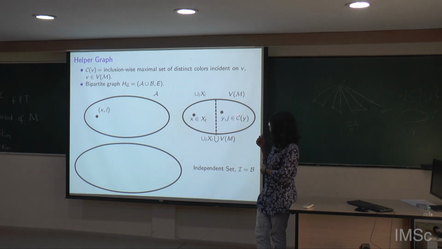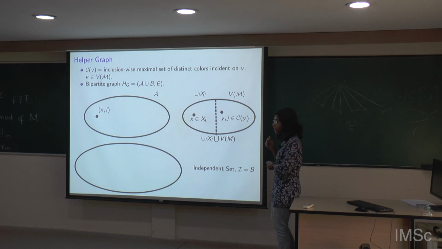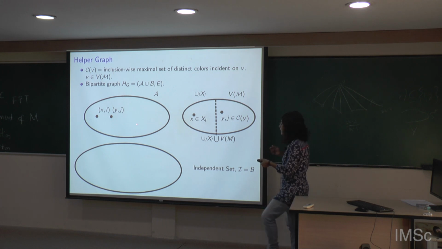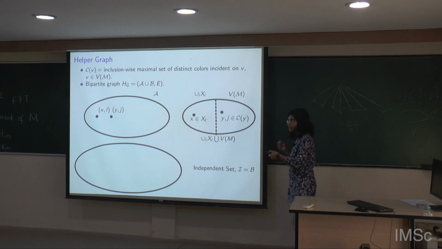And for every vertex from this set, say y is a vertex here, and j is a color of y. That means there is a j-colored edge incident on y. So for that also I will create a vertex y comma j. So for one vertex y here, and for every j in C_y, I am creating such a vertex y comma j, and so on.